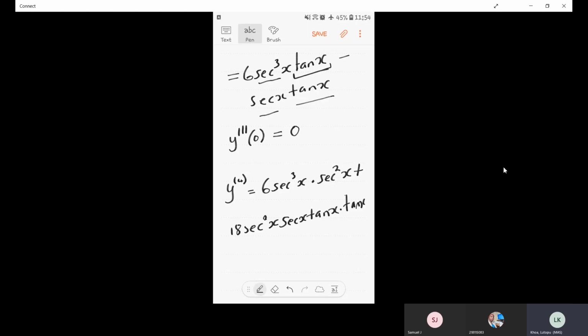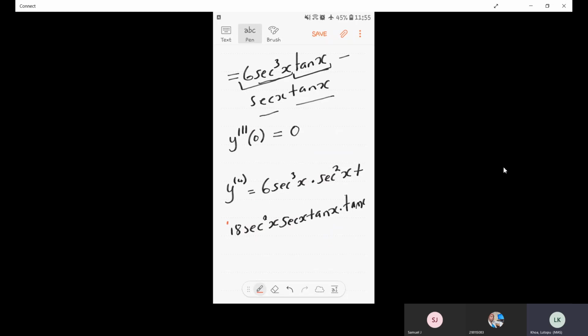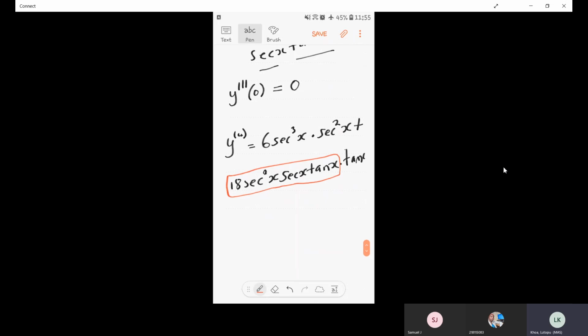Okay, so here I was differentiating this part, which is the derivative of 6 sec cubed x. The 3 comes down, multiplies with the 6, you get 18. The exponent of sec decreases by 1. Then the derivative of the inside, which is sec x, is sec x tan x. And then you multiply by tan x. So I've differentiated the first term.